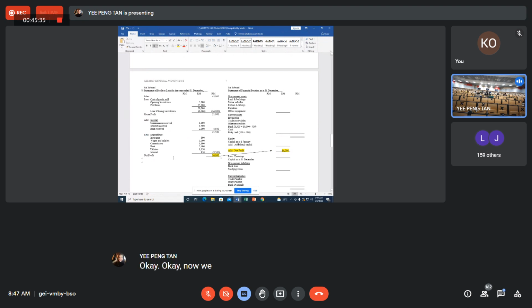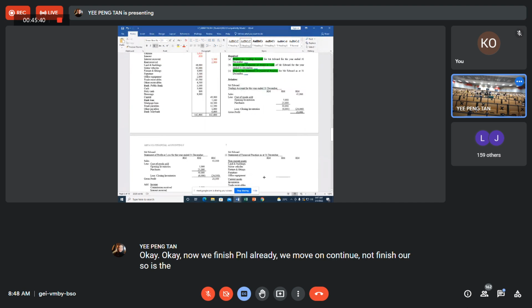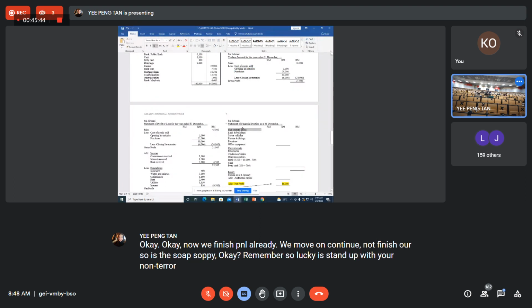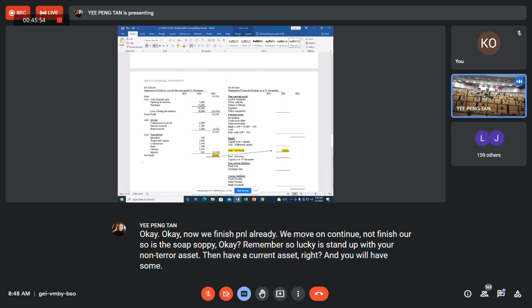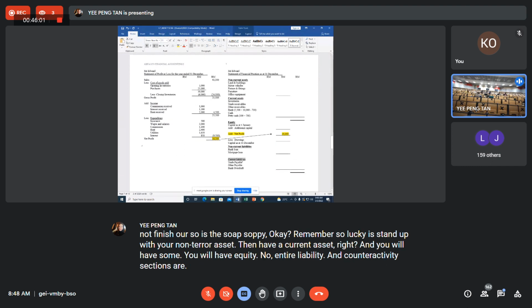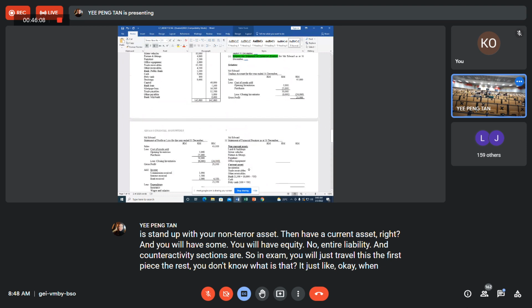Okay, now we finish the P&L already. We move on, continue, not finish. So it's the SOFP. Remember SOFP is spelt out with your non-current asset, then you have a current asset, right? And you will have equity, non-current liability, and current liability sections. So in the exam, you will just try out this first, the rest, if you don't know what it is, you just leave it blank. Okay, and when you have it, then you just fill it.